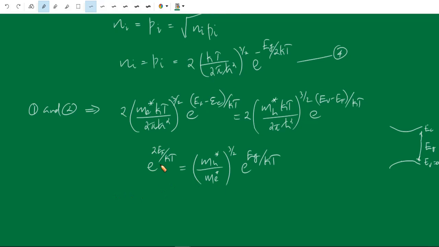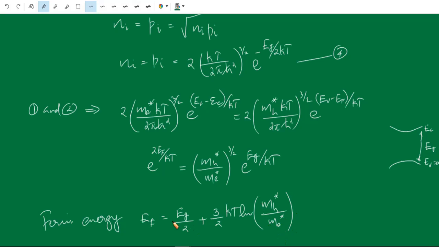So therefore, this EF, the Fermi energy, is given by, we have to take the logarithm on either side, EF is equal to Eg divided by 2 plus 3 by 2 kT log mh star divided by me star. So this is the expression for Fermi energy.